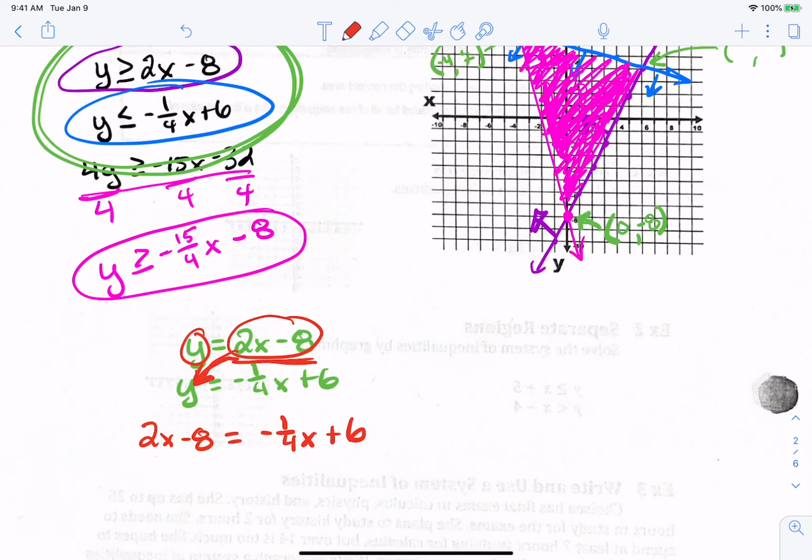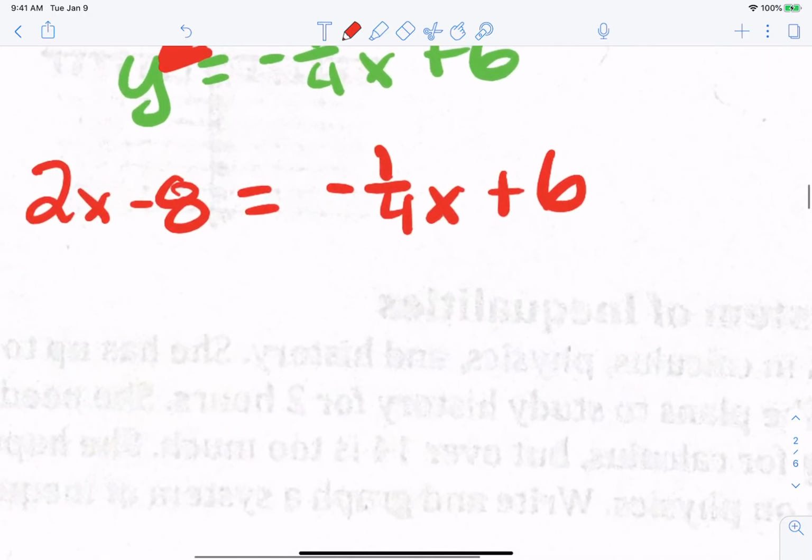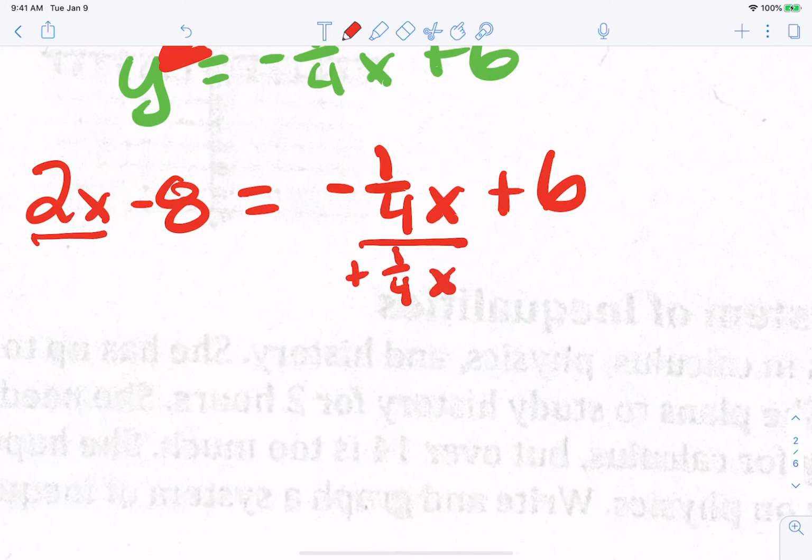How many pieces are up there? 4. 1, 2, 3, 4. These are my x's. Get them together first. Okay, 9 over 4. So let's move the 1/4 over. Let's add 1/4 x and add 1/4. So this is 2 and 1/4, right?